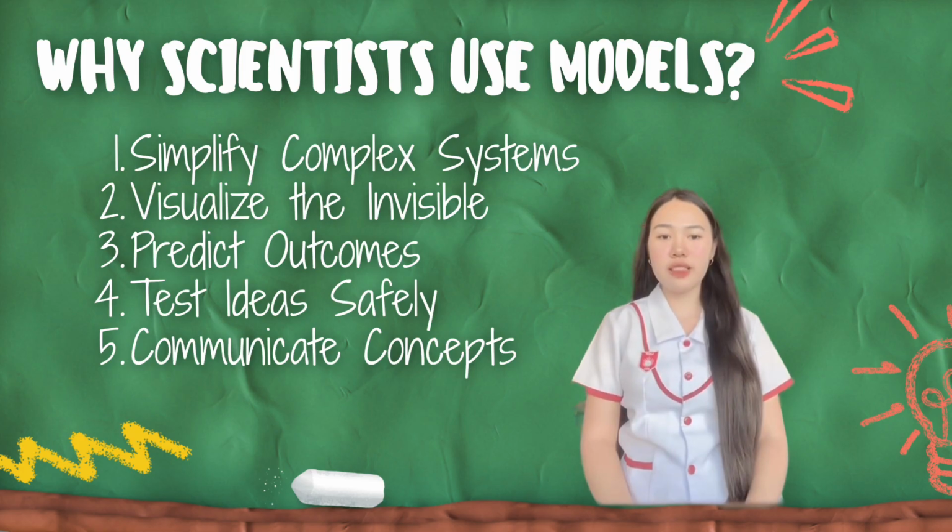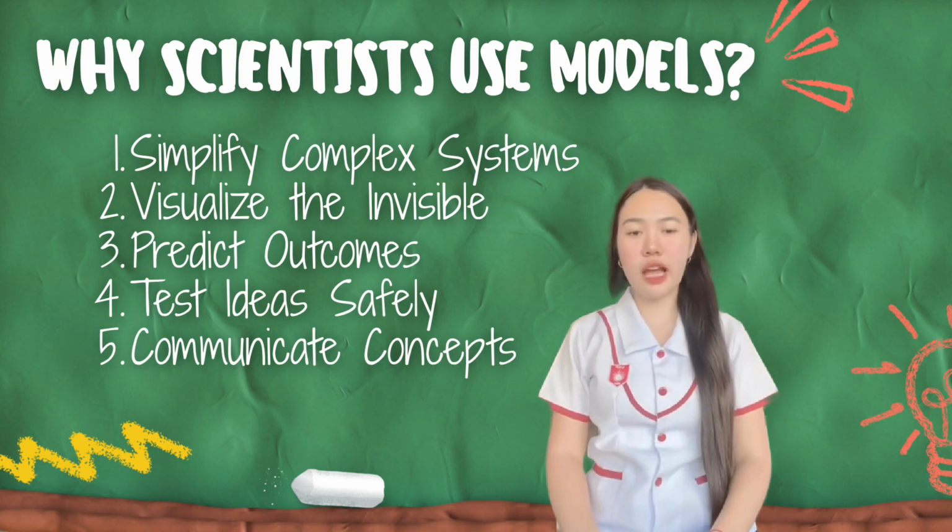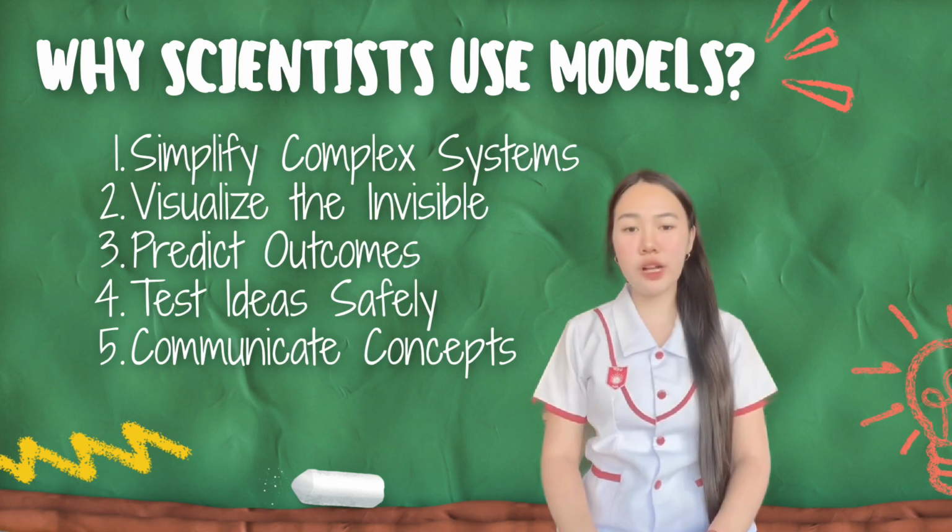Second is to visualize the invisible. Models can show things we cannot see directly, such as an atom, molecules, and the flow of energy in an ecosystem. Third is to predict outcomes. Scientists can use models to simulate changes and predict results, like forecasting weather or studying climate change.